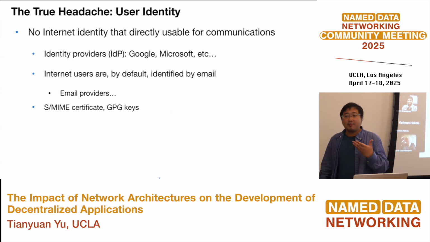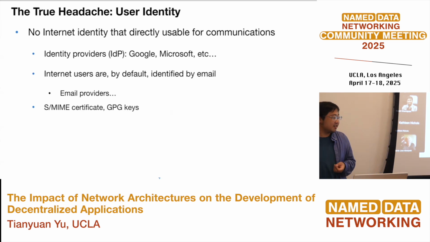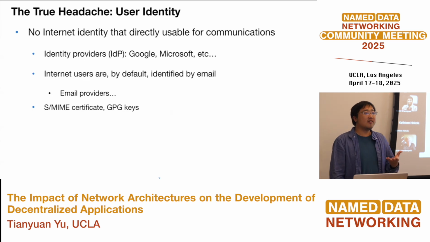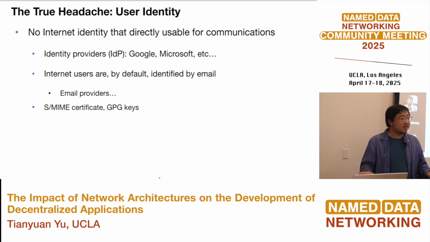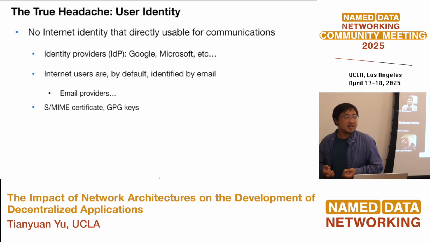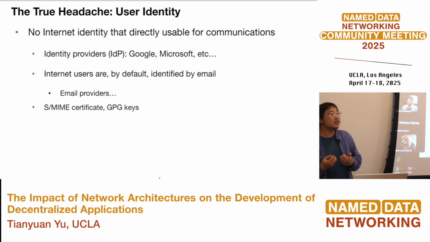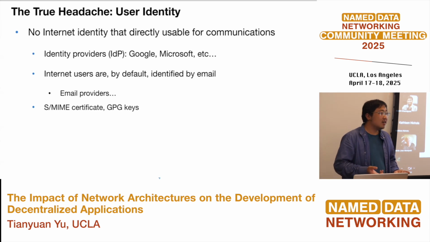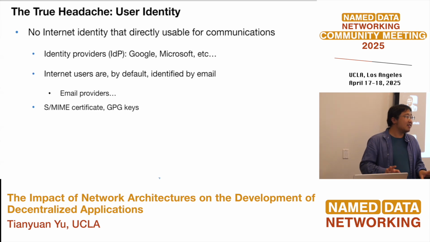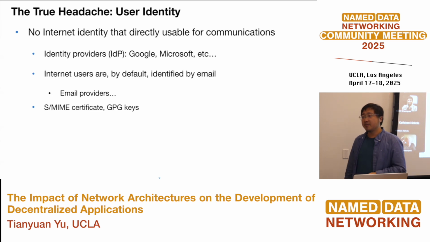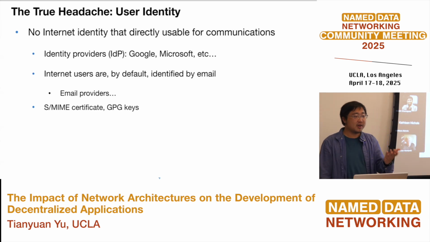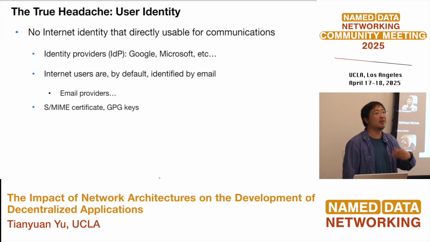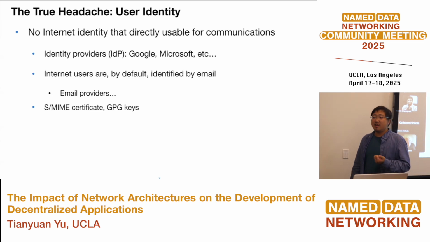And also, people talk about the GPG case or PGP case. Those kinds of keys, they are still keys, and you may bind some names with them, but still they are not directly usable for communications. Today, the sad reality is that either you go with so-called identity providers like Google, or you have to use your email address. That's how we invite people into the workspace. But the email address has its own problem.